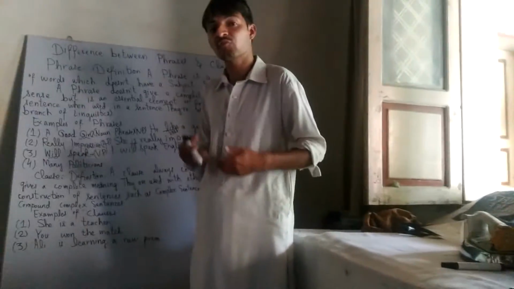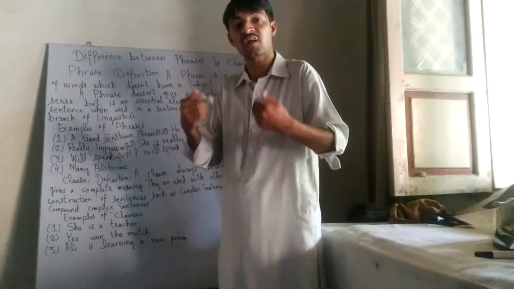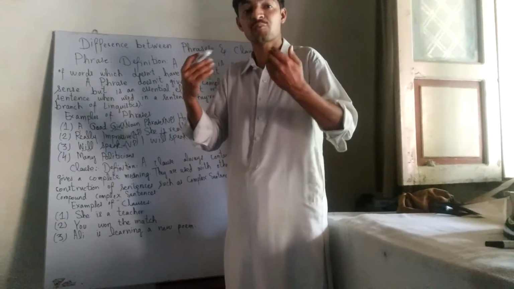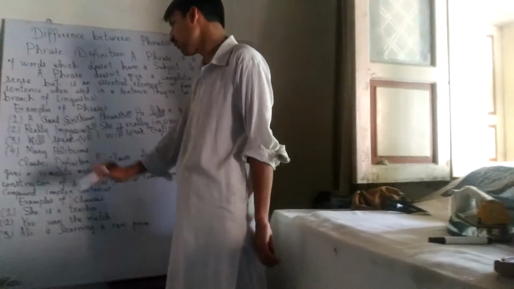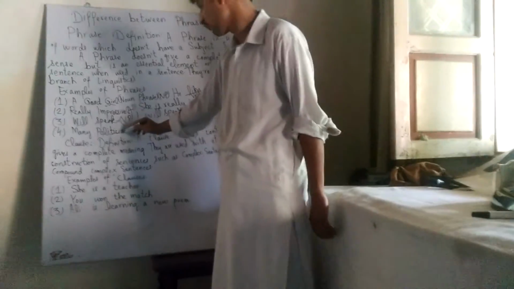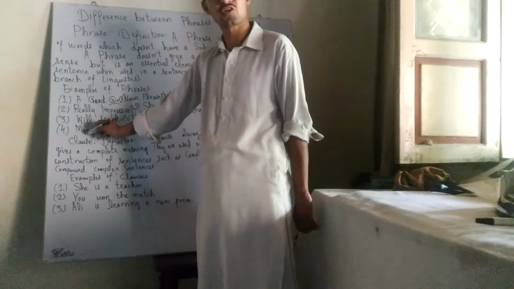One thing is clear: a phrase doesn't give a complete sense or idea. A phrase doesn't contain a subject and verb, or it may contain a subject in some cases. Then we have "many politicians." "Many politicians" is actually a noun phrase because it contains a noun as a head. Politicians is the noun, the head. "Many" is a determiner, right?